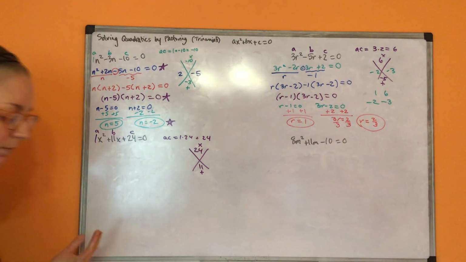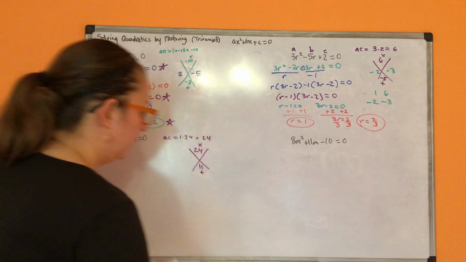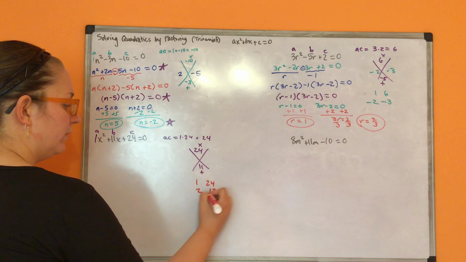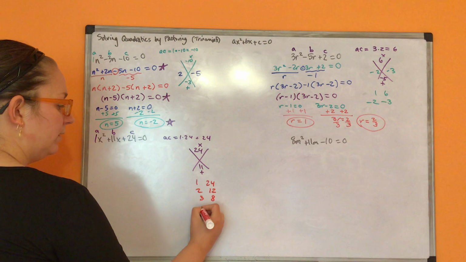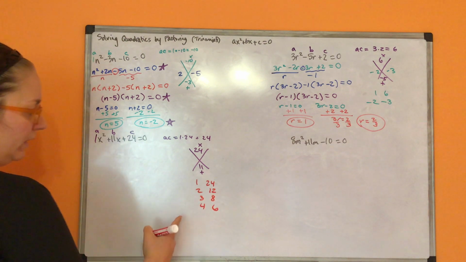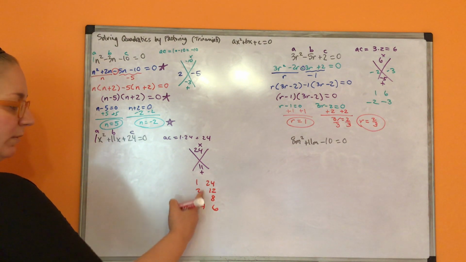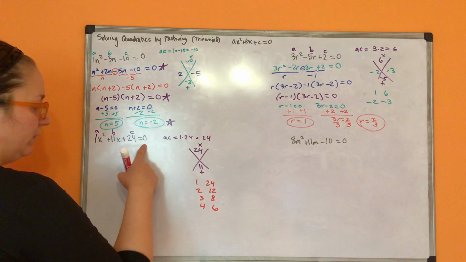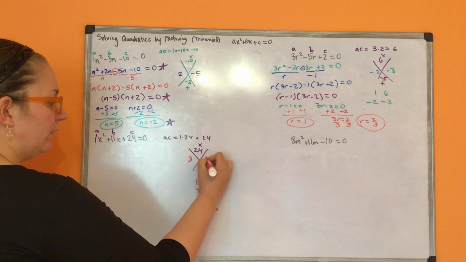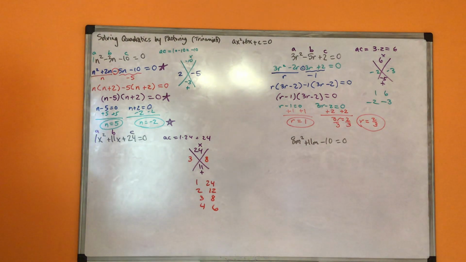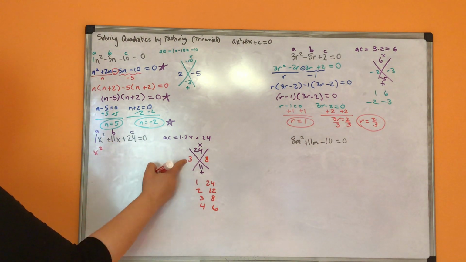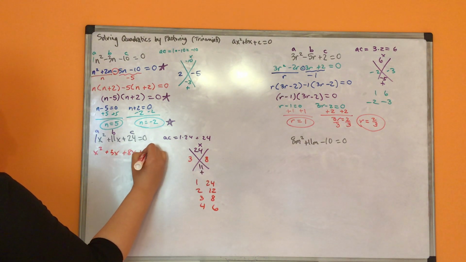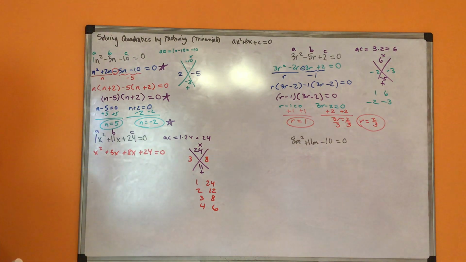So, how can we get to 24 by multiplying? I can do 1 times 24, 2 times 12, 3 times 8, 4 times 6. The only pair of numbers that will add up to 11 is 3 and 8. Everything is positive here, so it's going to be 2 positive numbers, positive 3 and positive 8. So I'm going to rewrite this as x squared plus 3x plus 8x plus 24 equals 0.